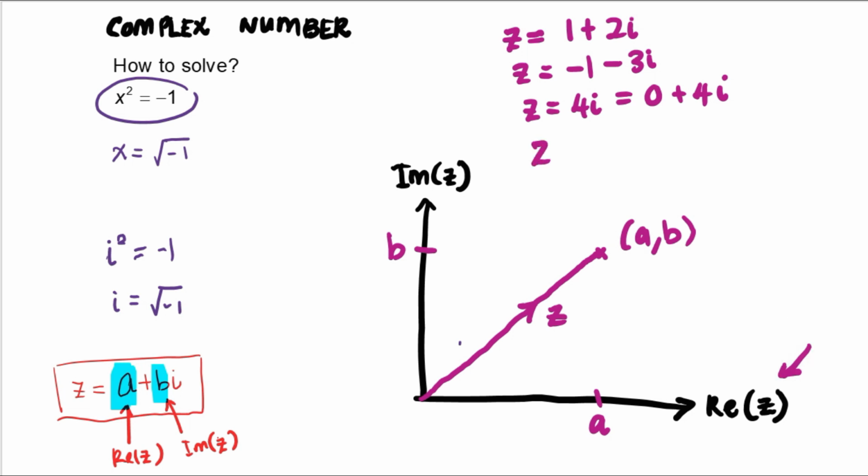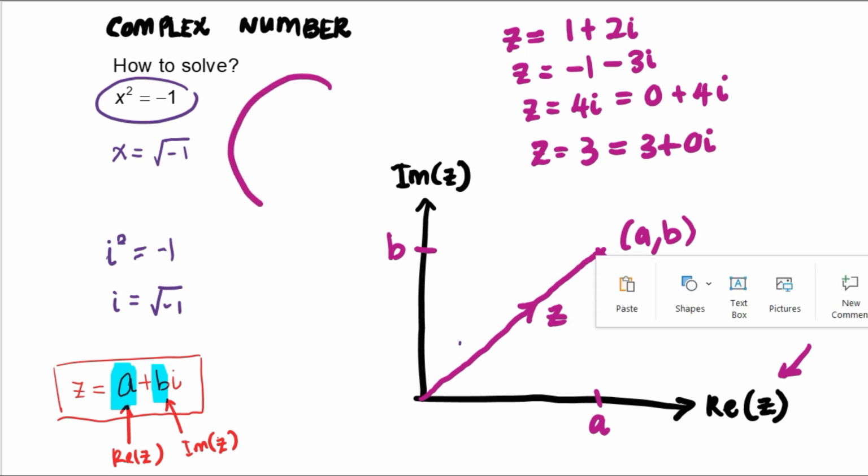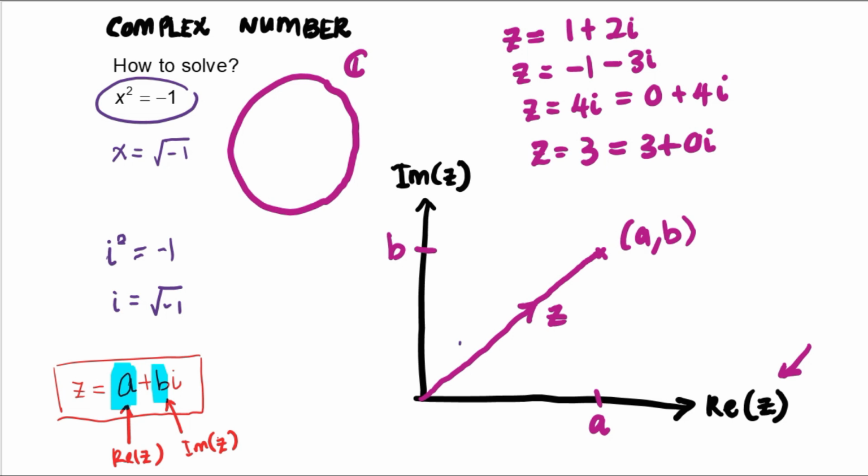And suppose we have z equal to 3. This is actually a real number, which is 3 plus 0i. So a real number is actually a complex number, because in the first video we learned that the biggest set is the complex numbers, and inside it are the real numbers. That's why we say z equal to 3, a real number, is also a complex number, because R is a subset of C.